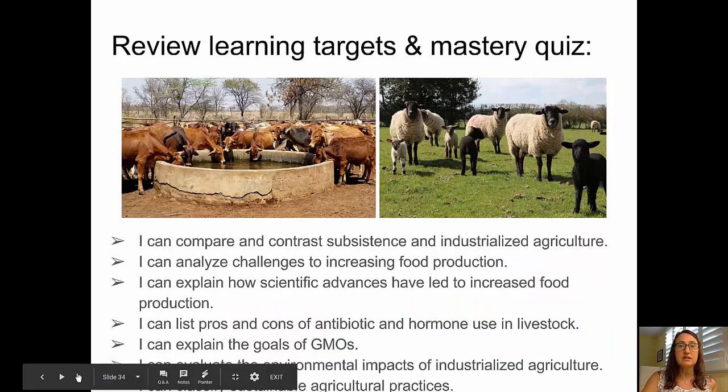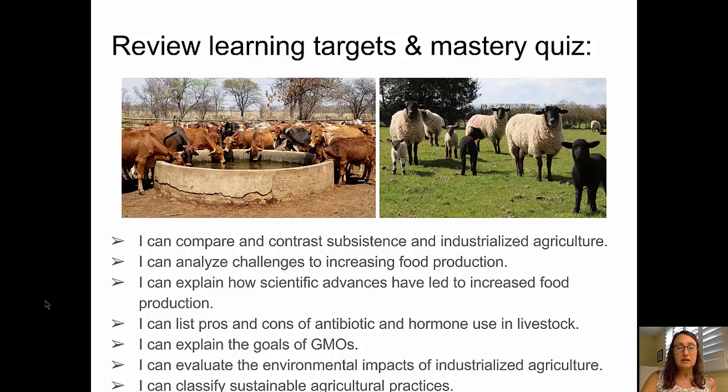So I think we've covered the learning targets. Let's look back at them. I can compare and contrast subsistence and industrialized agriculture, analyzing challenges to increasing food production, explaining how scientific advances have led to increased food production, listing the pros and cons of antibiotic and hormone use in livestock, explaining the goals of using GMOs, evaluating the environmental impacts of industrialized agriculture, and finally classifying sustainable agriculture practices. Go ahead and take your mastery quiz, and I'll see you in class.